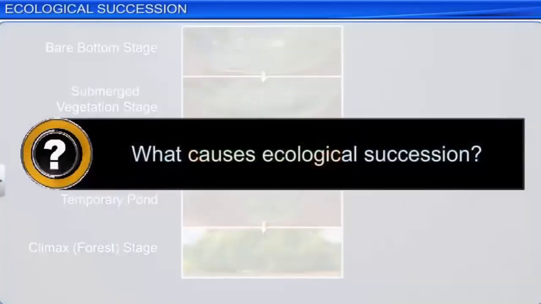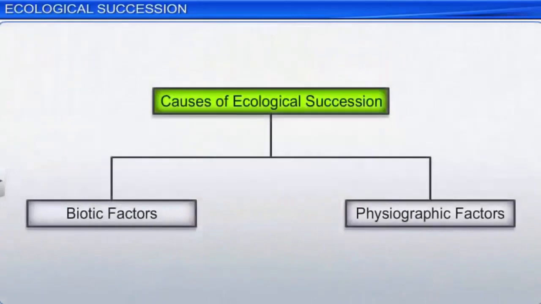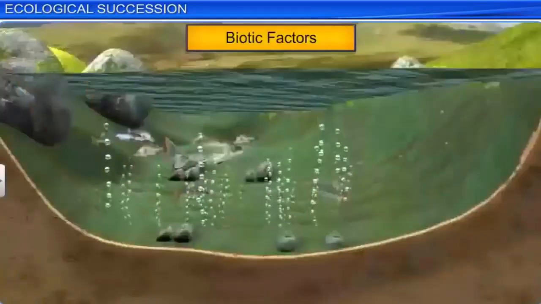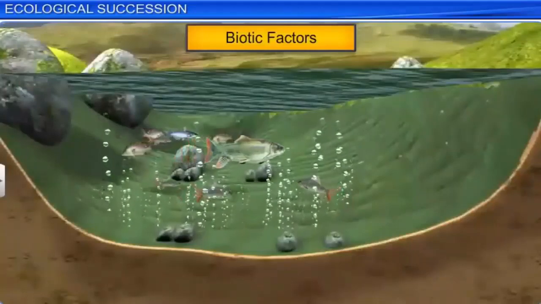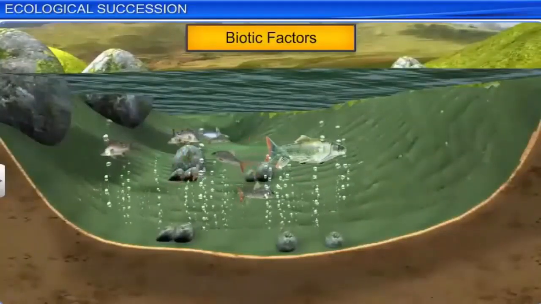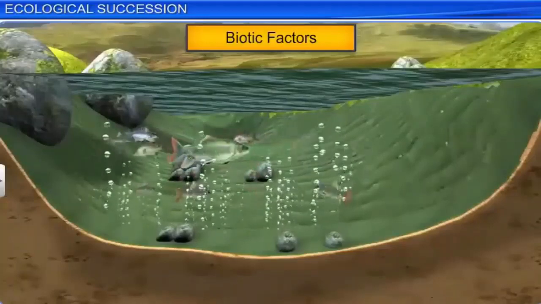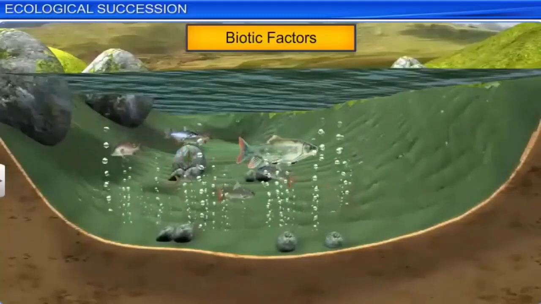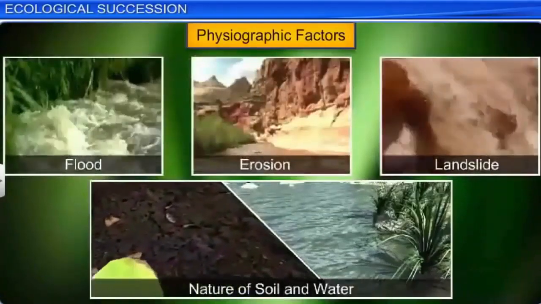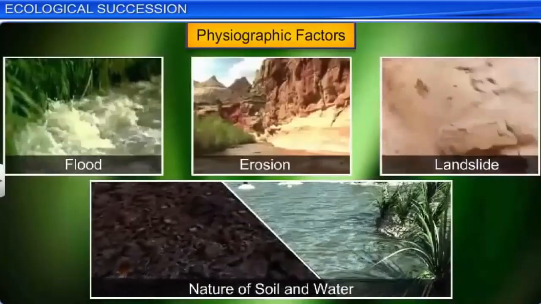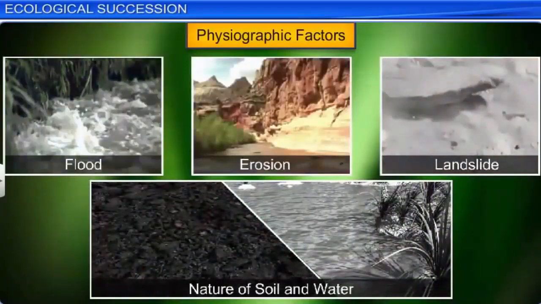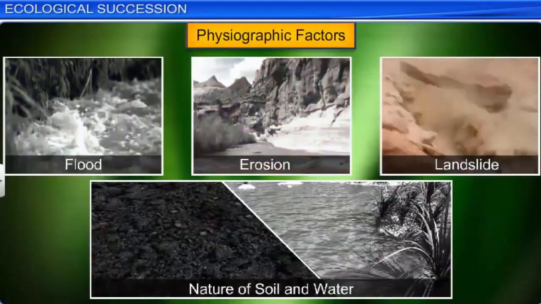But what causes ecological succession? Primarily, there are two causes for ecological succession: biotic factors and physiographic factors. Biotic factors include interactions between different organisms in a community, leading to changes in composition, structure, and functions in that community. Physiographic factors, on the other hand, include physical factors like floods, erosion, and landslides, and chemical factors like nature of soil and water.